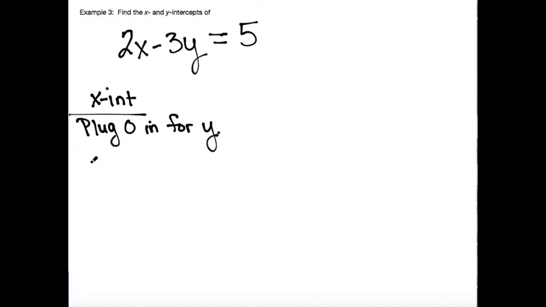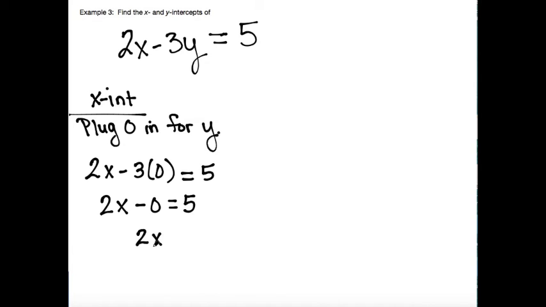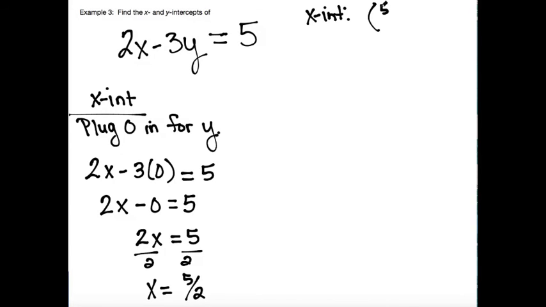So that gives me 2x minus 3 times 0 equals 5. If I solve that, that's 2x minus 0 equals 5, which leaves me with 2x equals 5. Divide both sides by 2, and I get x equals 5/2. So my x-intercept is 5/2. If I want to write that as an ordered pair, it would be 5/2 as the x value and 0 as the y value. You can write it as an ordered pair, or you can just say that x equals 5/2.